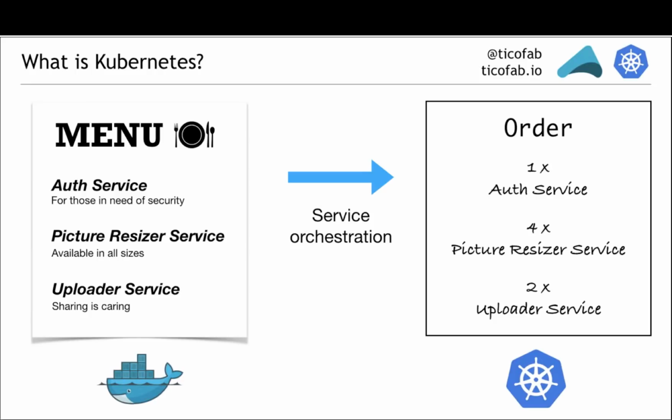And you can compile an order to give to Kubernetes saying, oh, I want to have 1 instance of the auth service. I want to have 4 instances of the picture resizer service, because we know we're going to use that a lot. And I want 2 instances of the uploader service, for instance. And Kubernetes will make sure that you get it. Each of these instances will be cabled in the sense that we'll have networking enabled and will be reachable by all the others. All the piping is there for you.